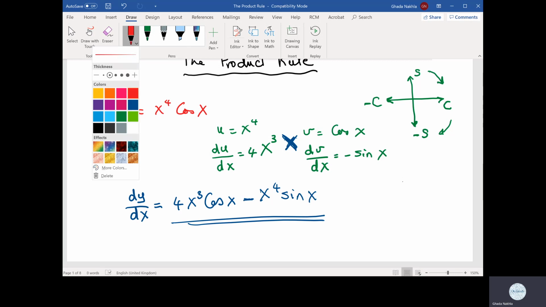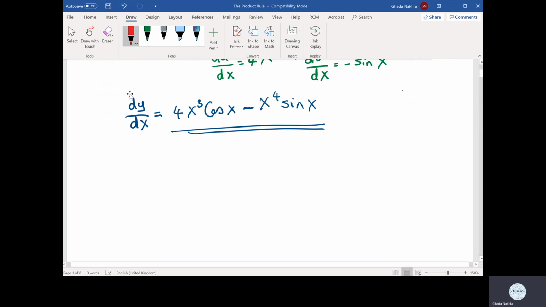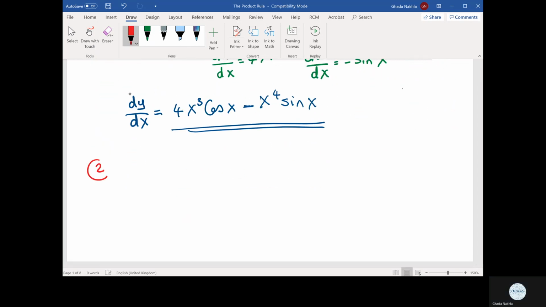So let's take a look at something slightly harder, at example 2. Obviously you can simplify this. You can take x cubed common factor if you want to, but we're not really interested in this. We just want to learn how to differentiate using the product rule. And then you can use your skills to simplify.